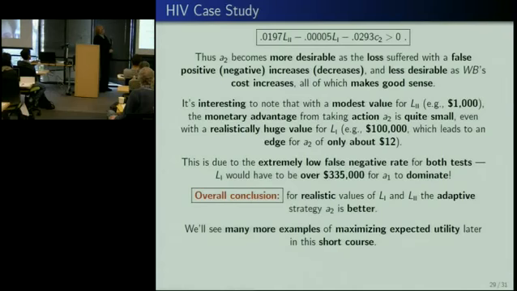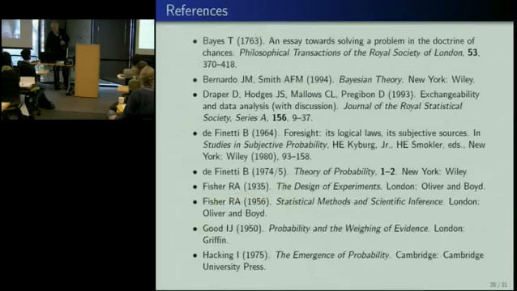With L1 equal to $1,000, L2 would have to be over $335,000 for A1 to dominate. And so the overall conclusion here is that for realistic values of L1 and L2, the adaptive strategy is better. And we'll see many more examples of maximizing expected utility as we go along in the course. And here's some references. And so let's go to lunch.